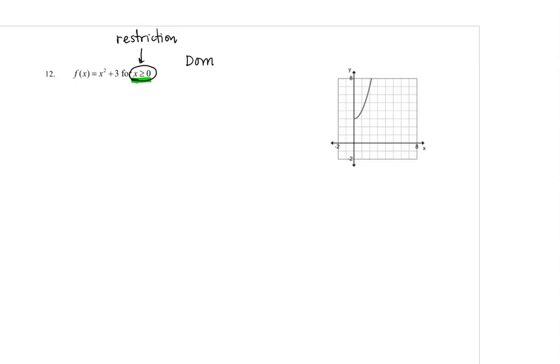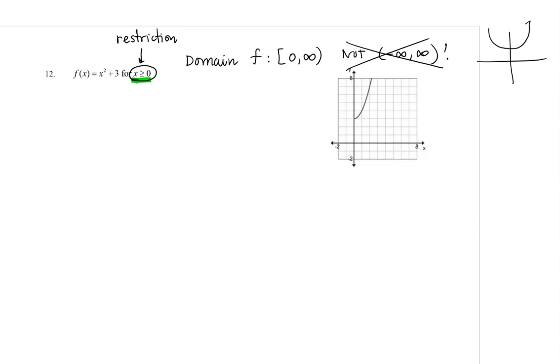Keep in mind, though, that because we had to put that restriction on that function, we would say that the domain of this function f is 0 to infinity. It is not all real numbers, because if we put all real numbers, then the function does not pass the horizontal line test and does not have an inverse. The range of this function we can see is 3 to infinity. The smallest y value on the graph is at the point 0, 3.